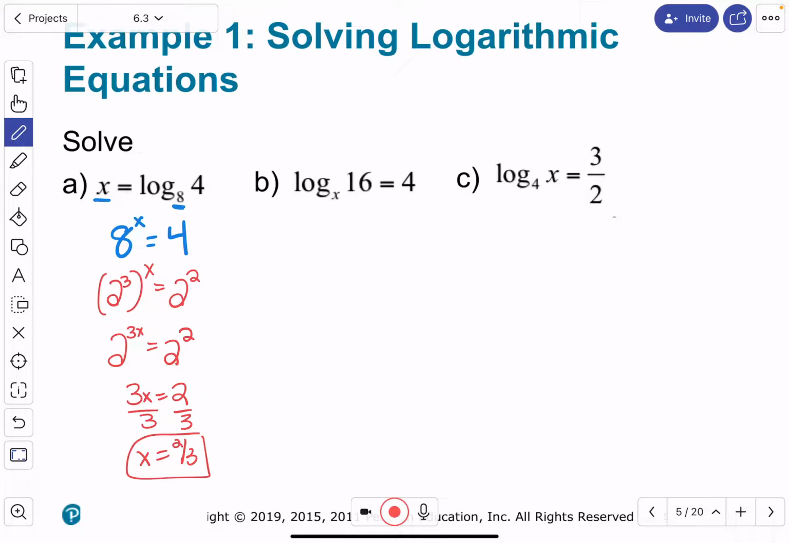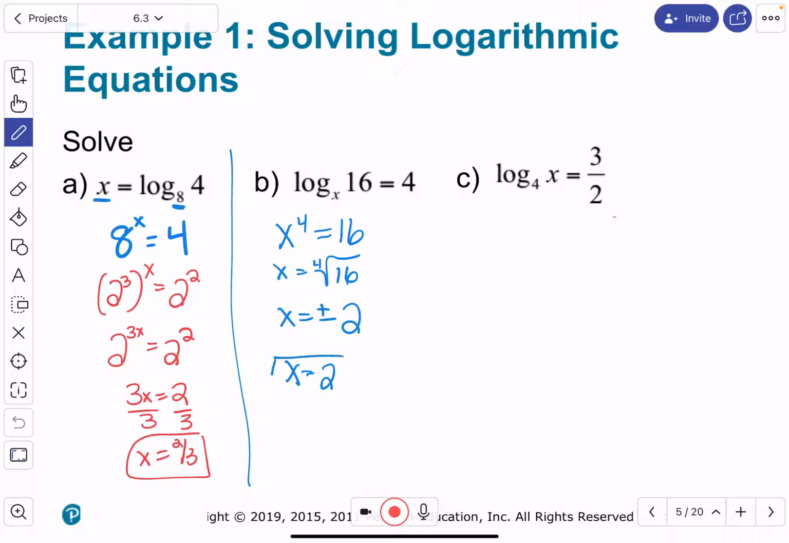So if we did that again with b, x to the 4th equals 16. So we would take the 4th root of both sides, and it's even, so we're going to have a positive or negative answer. 4th root of 16 is 2. And now you can't have negative bases for your log, so it's just going to be positive 2. C, it'd be 4 to the 3/2 equals x. So if you typed that in the calculator, you would get x equals 8.